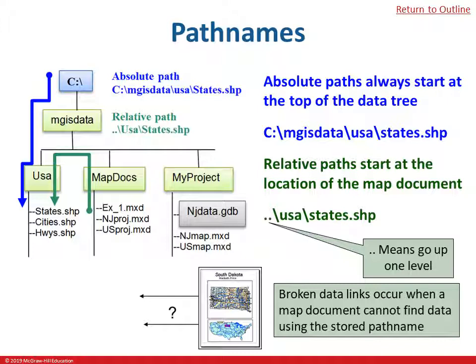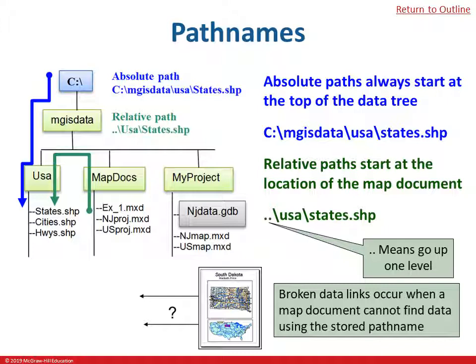The absolute path always starts at the top of the data tree. And so the example on the left is a data tree. C drive. Inside the C drive you find the MGIS data folder. Inside the MGIS data folder you find the USA folder or the map documents folder and all the things that are associated there. If you look at the highways shapefile, that's hwys.shp, the address for that would be C:\MGISDATA/USA/hwys.shp. Okay?